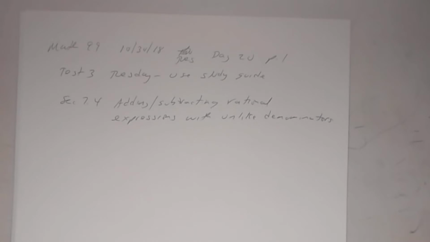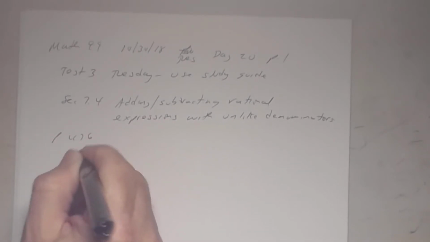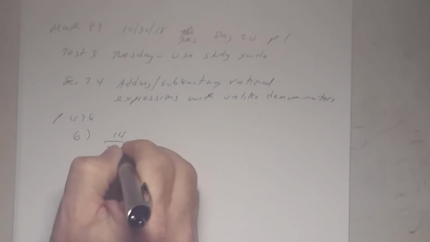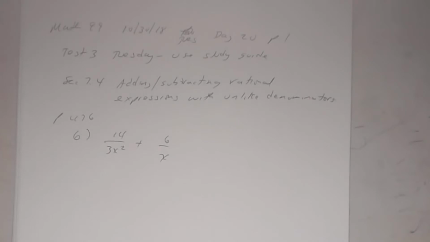Suppose we had, this would be number 6 on page 476, 14 divided by 3x squared plus 6 divided by x. I want to add those two fractions. Now remember, in order to add fractions, the denominators have to be the same. These denominators are not the same, but remember the previous section, so you have to find the LCD.